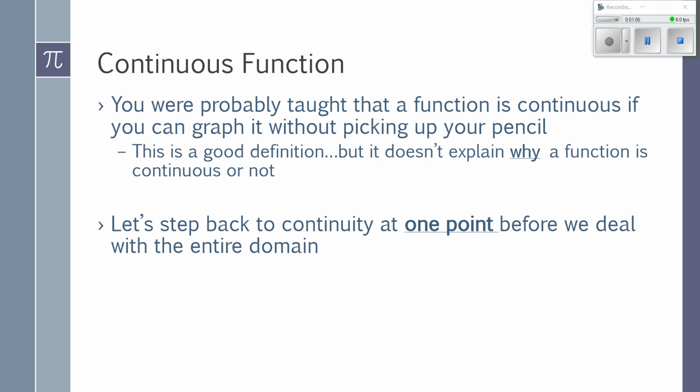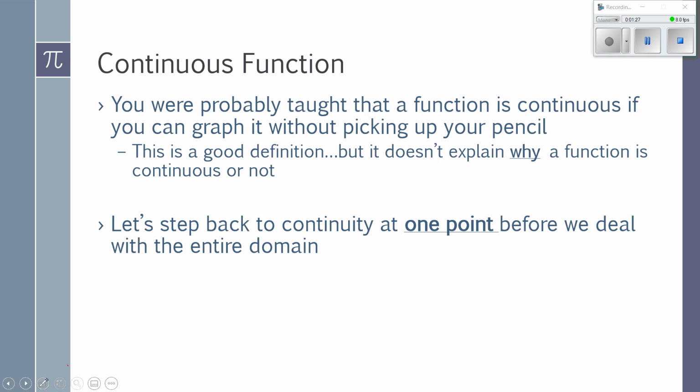Because the graph of a function is actually an infinite number of points, we're going to step back from talking about a continuous function, and let's just talk about what it means if we say that a function is continuous at one point. Because if we can say it's continuous at one point, we can then expand that to all of the points.